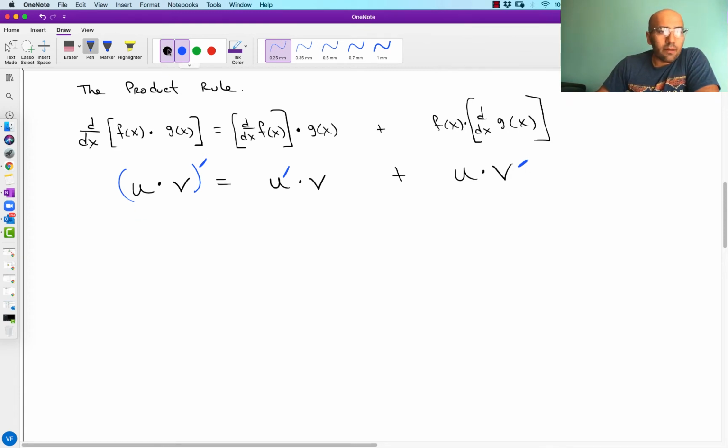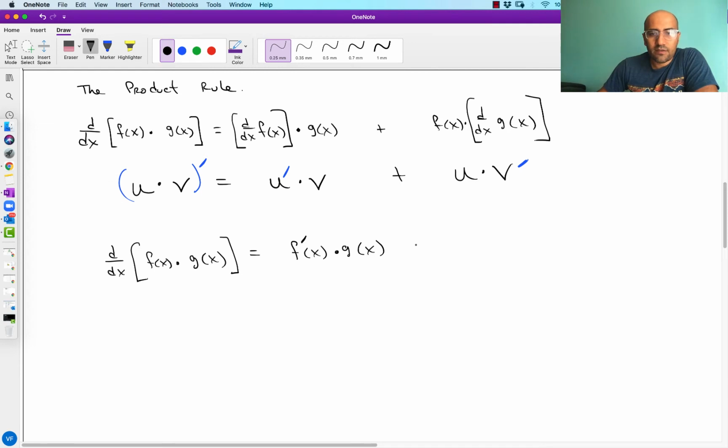So I'm going to do a bit of a hybrid of the two. I'm just going to start off by writing it this way. Derivative with respect to x of f of x times g of x equals, and then I'm going to use this style of notation with the function. So I'll say it's equal to f prime of x times g of x plus now f of x times g prime of x. So a bit of a hybrid notation of the two.